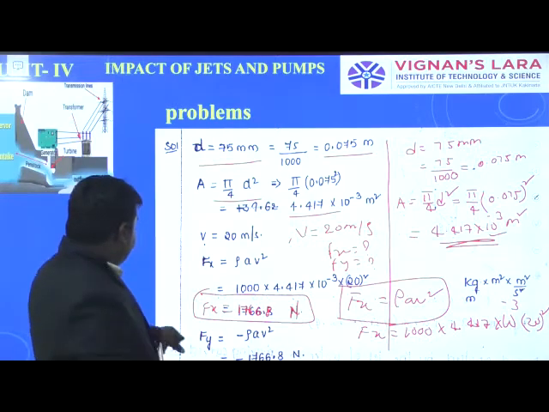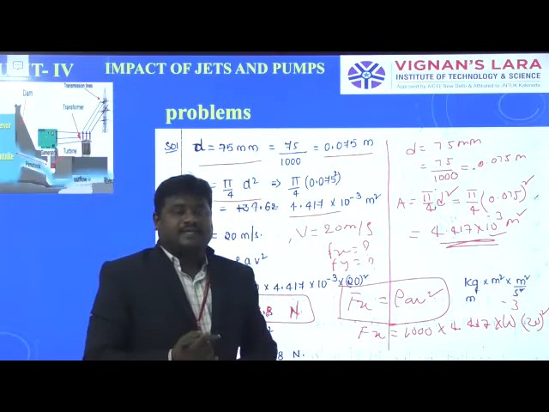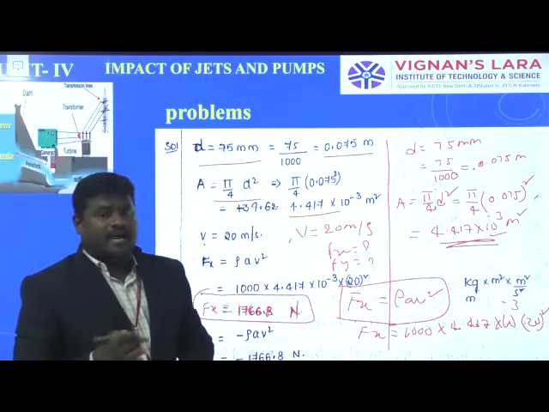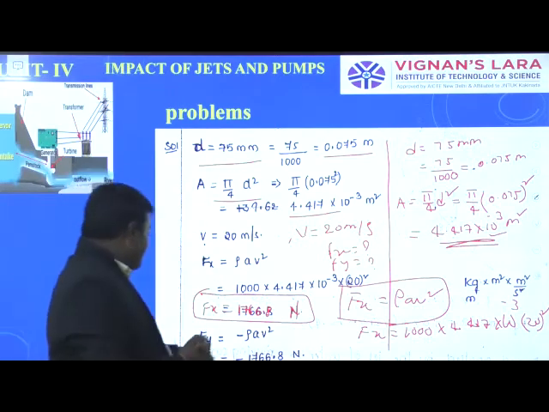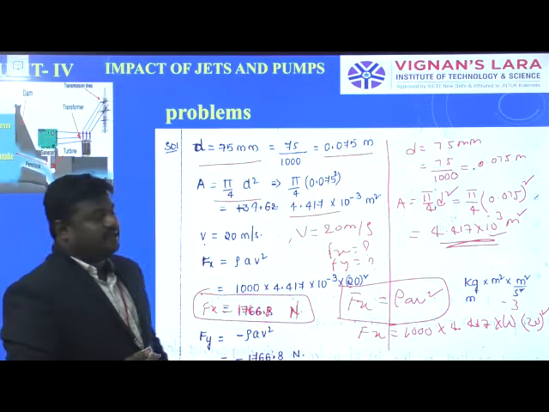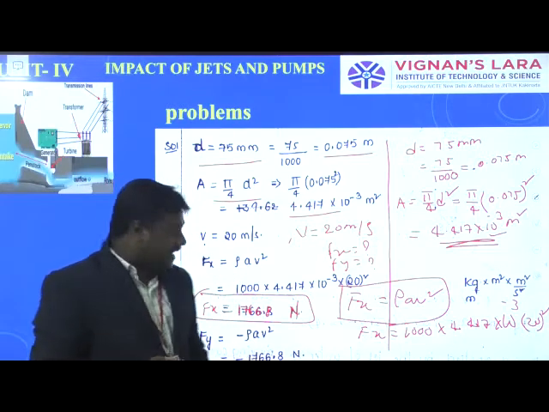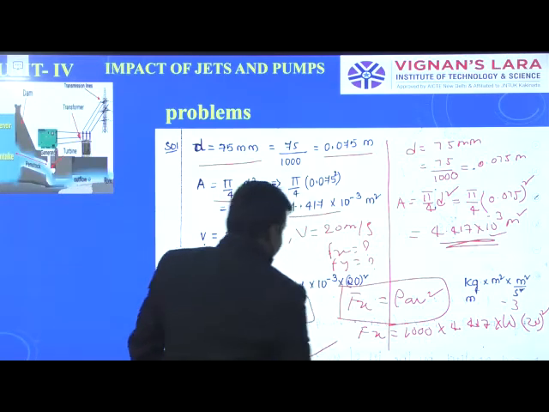Okay, then the y direction. For the force in the y direction, we know the formula is minus rho a v square. So we have to substitute in that equation. Then we get the value of minus 1766.8 newtons. That is the force unit we have to calculate.